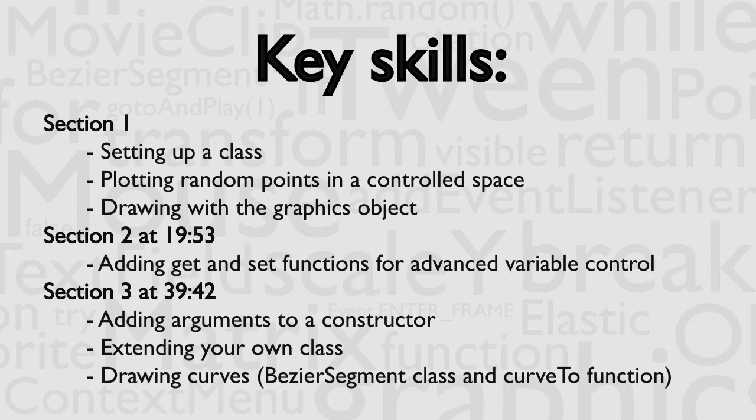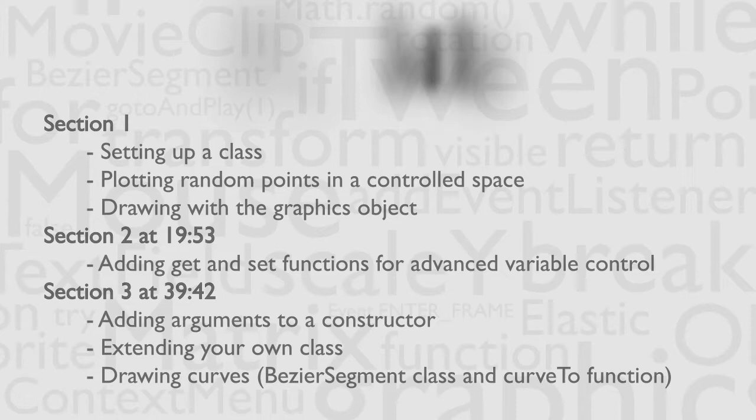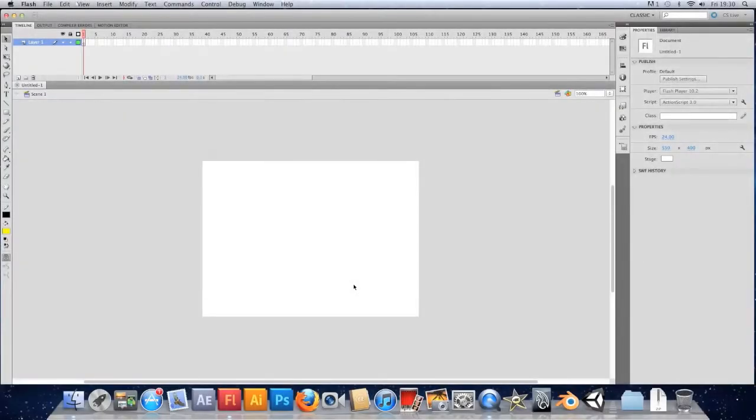In this tutorial we'll be looking at doing random scrolling hills. To start with, we're actually going to make static jagged peaks, and we'll evolve it until it turns into smooth scrolling hills. I've just got a brand new Flash file.